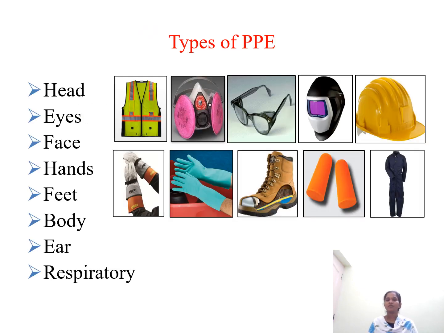There are different types of personal protective equipment depending upon the organ to be protected. The personal protective equipment is classified differently. The head, eyes, face, hands, feet, body, ear and the respiratory organ should be protected with personal protective equipment. Depending upon the hazard, the appropriate personal protective equipment should be selected.